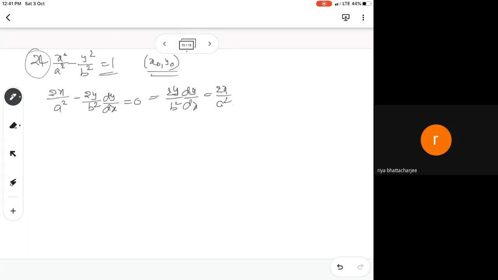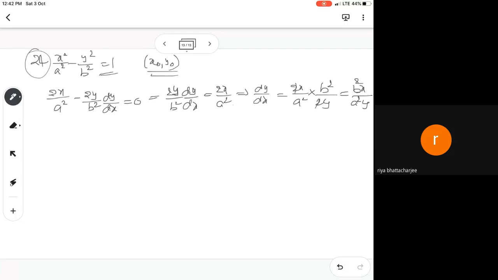Okay, so now what do you get here? Dy by dx is equals to 2x by a square into b square by 2y. So 2 will get cancelled. b square x by a square y.